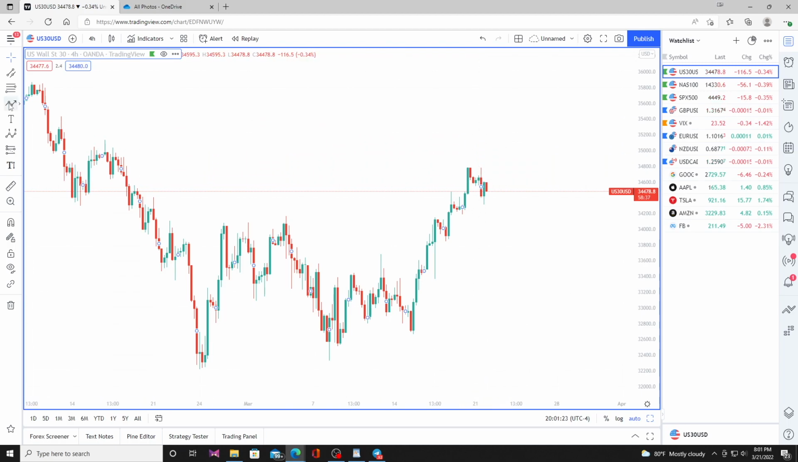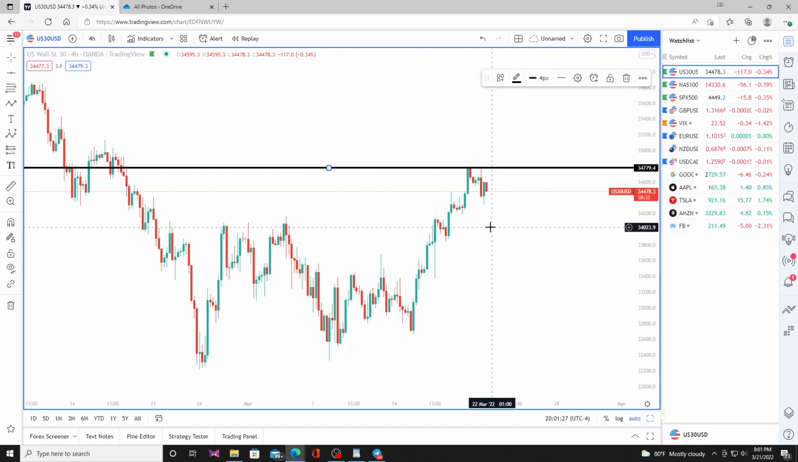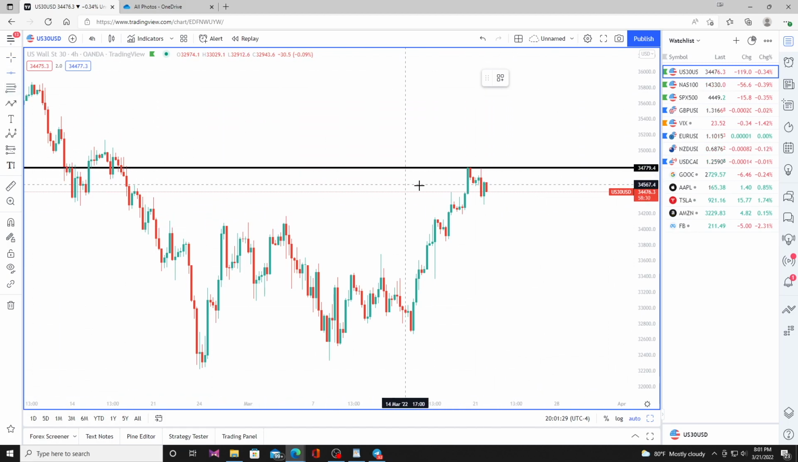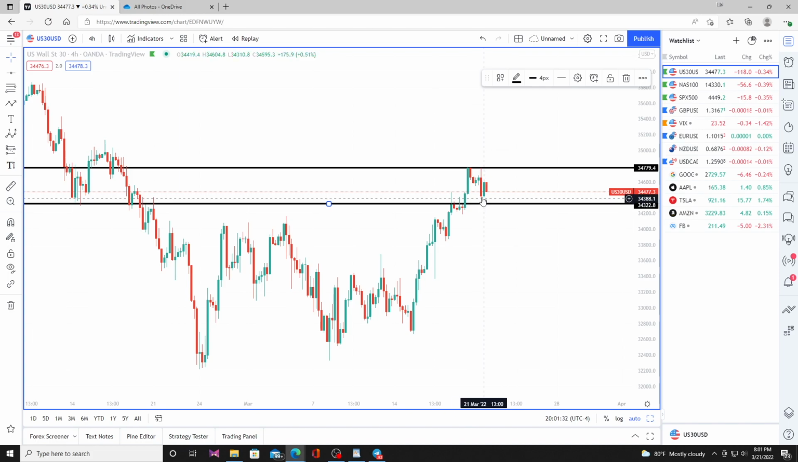So the first thing I'm going to mark is my high. My high is this area right here. This is my high. And I'm going to mark my low. My low is this area right here, because this is the lowest point the market got to in the price action zone. So we can see that this is our low previously, this is our low today.